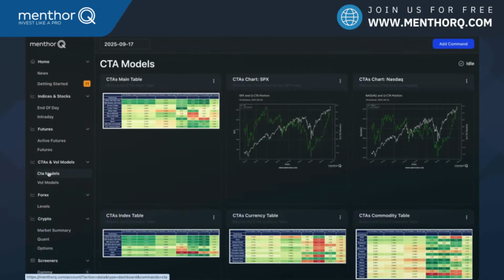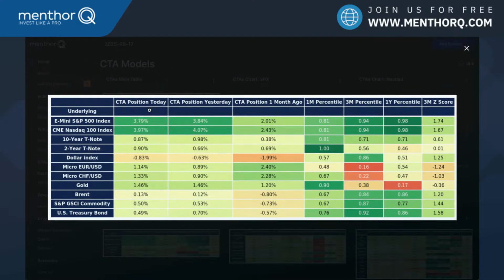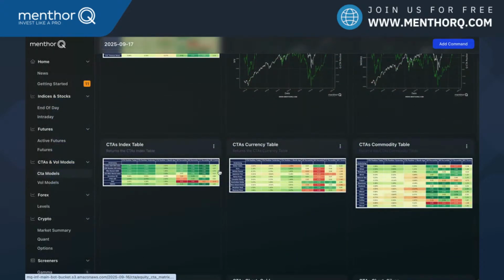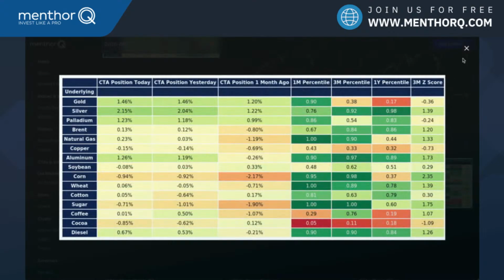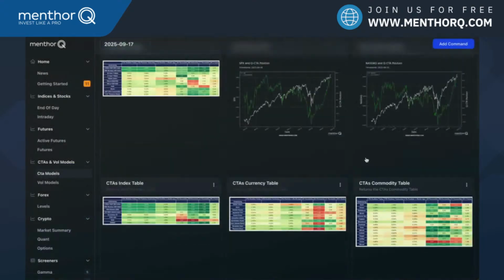Think about them as large hedge funds that are simply trading systematically, so using algorithms, by looking at technical setups and by trading futures, right? So we cover different types of futures contracts. So we have our indices, bonds, currencies, and then you have your currency tables. So for those who are trading Forex, you can also look at CTAs on Forex or commodities and so on. And then you have the chart.